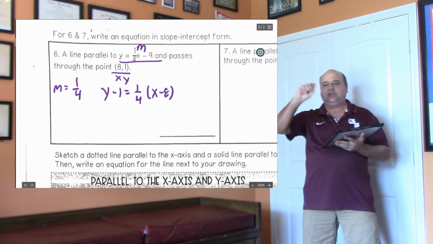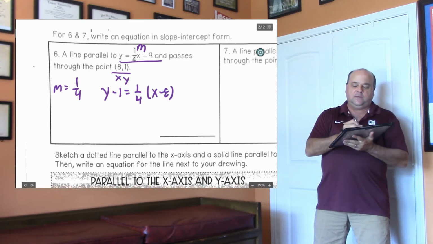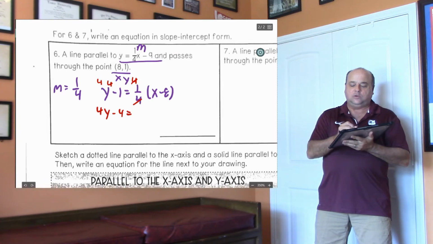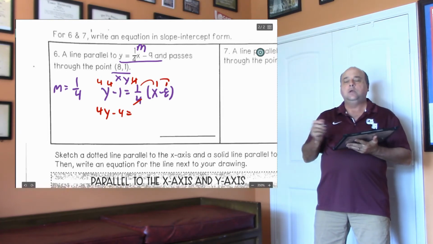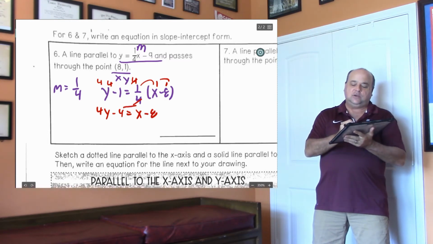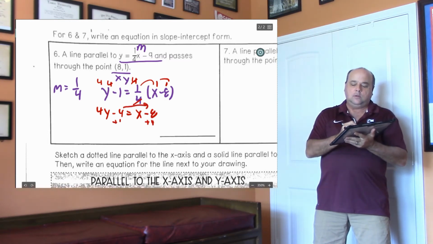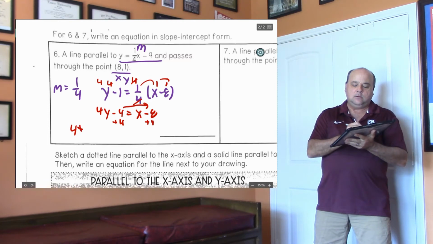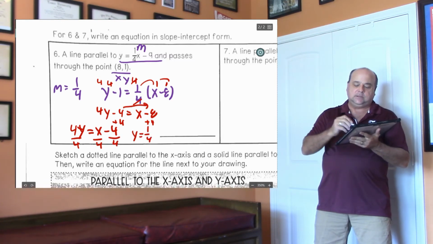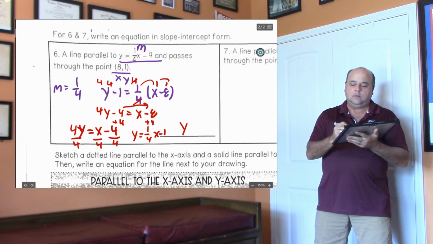Remember, when you have a fraction, we're going to get rid of it. So to get rid of this fraction, we're going to distribute our fraction. The 4's cross out. We'll get 4y minus 4 equals, distribute this 1, so we'll get 1x, or x minus 8. All we got to do now is move over the 4. So we'll get 4y equals x minus 4, and then divide everything by 4. So we'll end up with y equals 1 over 4x minus 1.